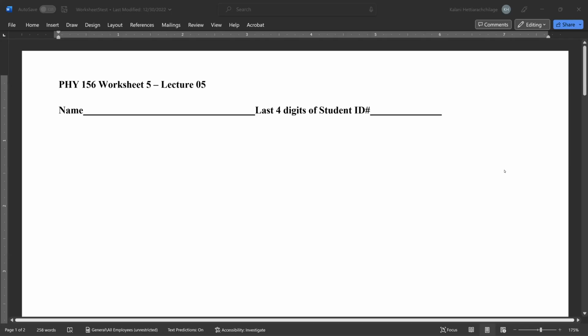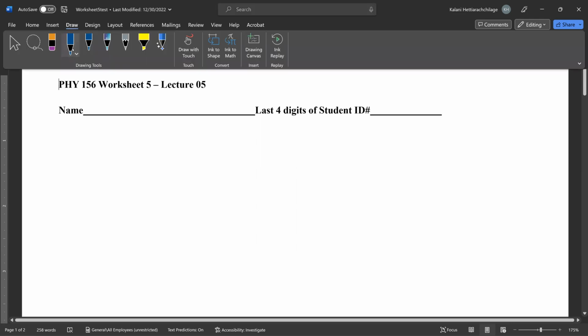Okay, hello everyone. Let's move into worksheet number 5 from lecture number 5. As a summary of lecture number 5, we basically discussed single loop circuits, right? So that's the main part of that chapter. Single loop circuit.